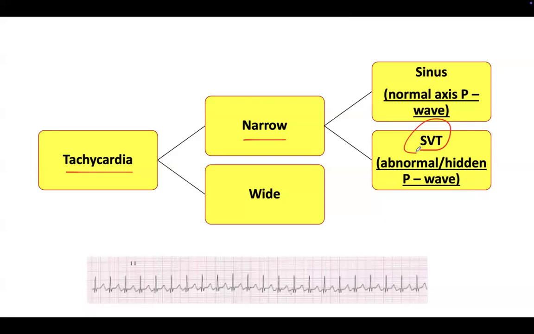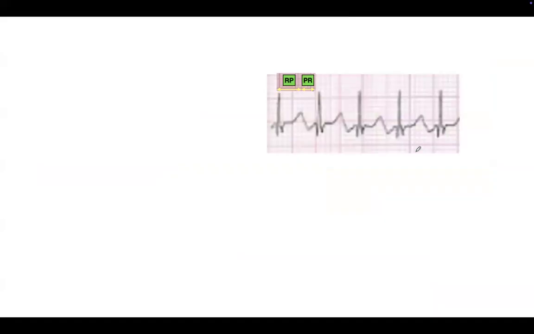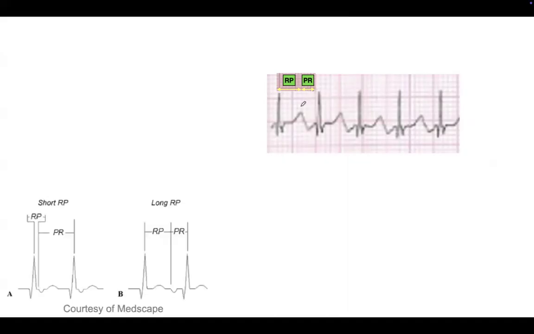So this is an example of an SVT, and thereafter the next step you should do is study the RP interval. To narrow your differential, if the RP interval, from the onset of the QRS to the onset of the P wave, is longer than your PR interval, then this is by definition called long RP tachycardia. And then you have a narrow differential diagnosis. You guys remember what the long RP tachycardia differential diagnosis is?